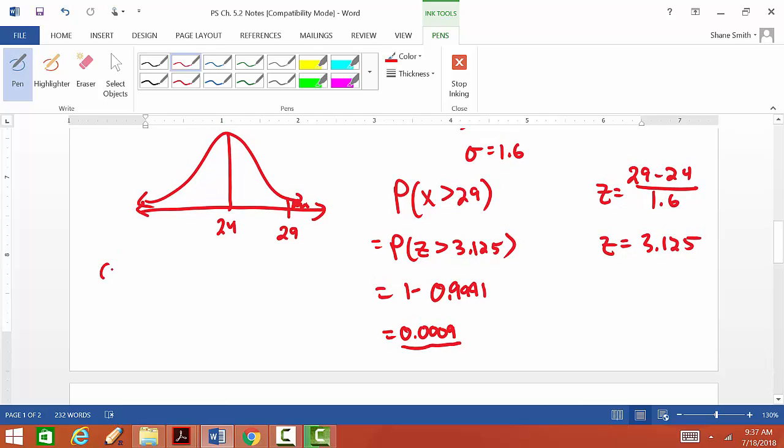So we can say 0.09% of Ford Focuses, or is it Ford Foci? Bad math joke.